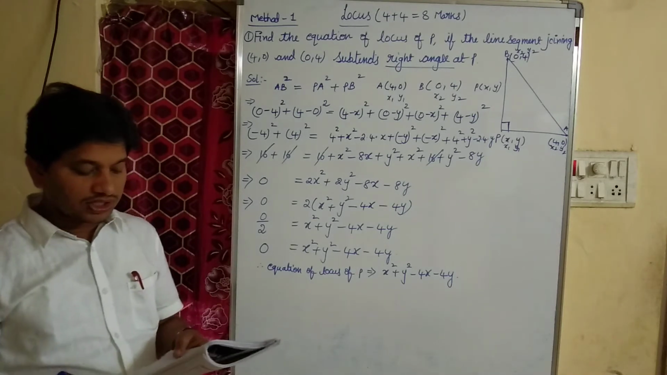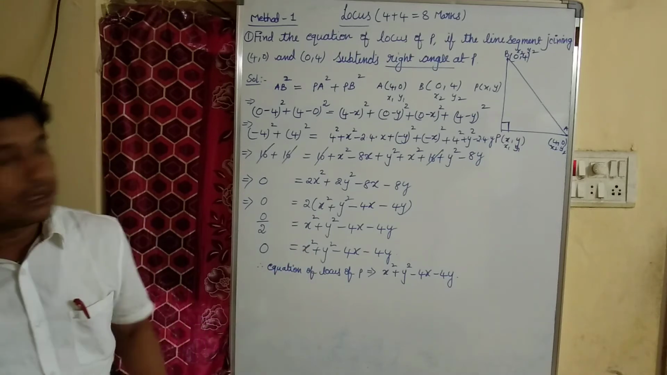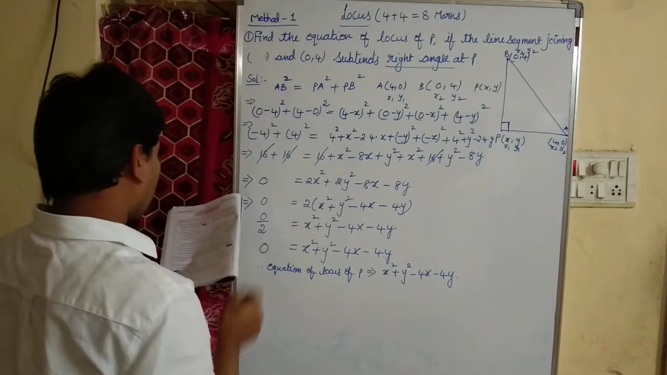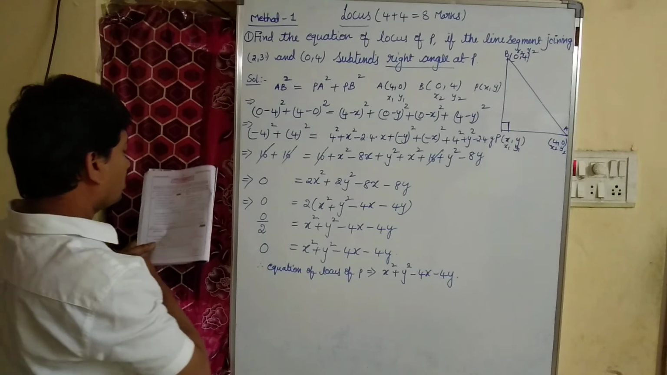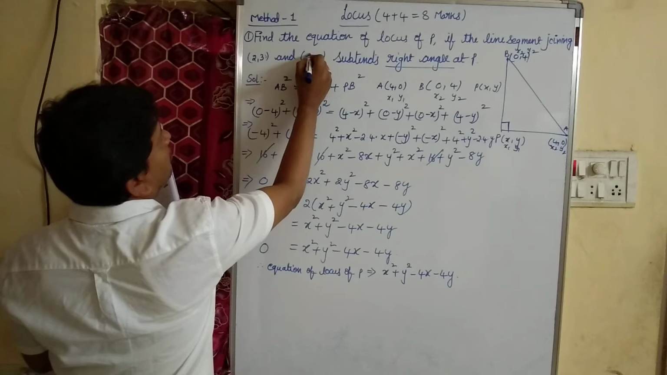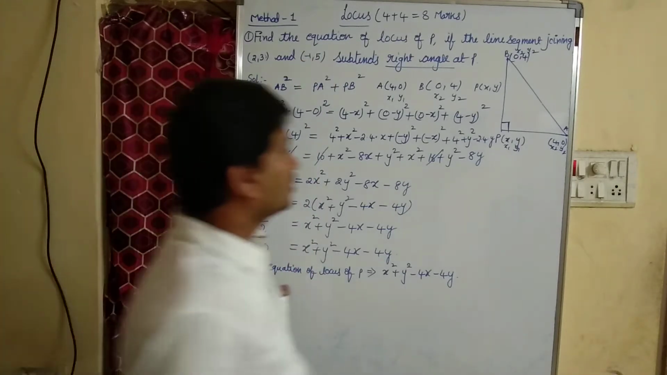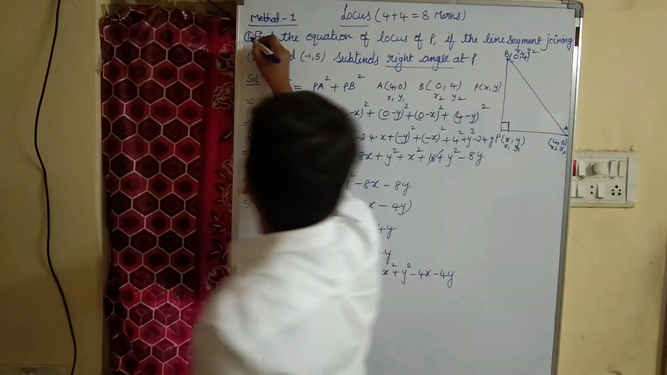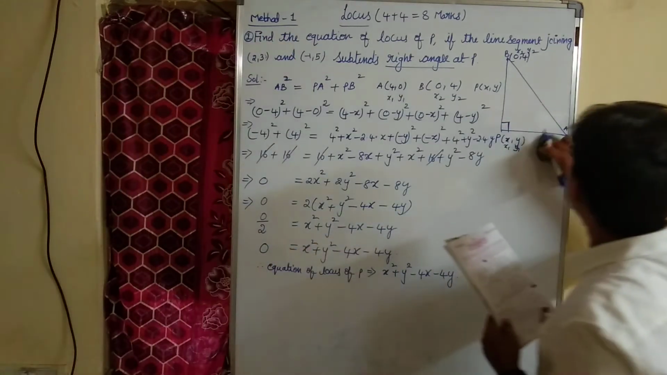Find the equation of locus of P if the line segment joining points 2, 3 and minus 1, 5 subtends right angle at P. The same problem children, same method. Only thing is the coordinates of A and B have been changed.